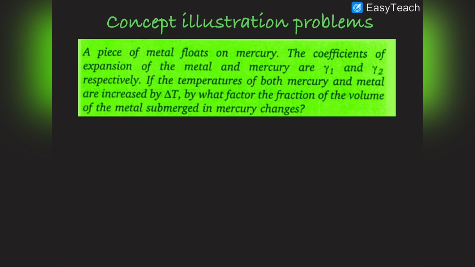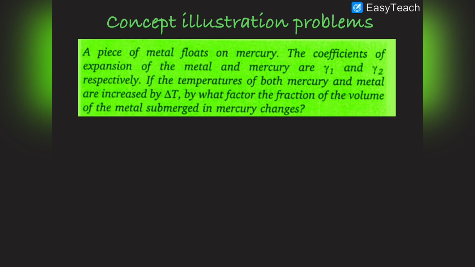Now this is question number 2, and this question is based on the effect of temperature on buoyancy. You can see that there is a piece of metal that floats on mercury, and the coefficients of expansion of this metal and mercury are gamma 1 and gamma 2 respectively. If the temperature of both mercury and metal is increased by delta T, then we have to find out by what factor the fraction of volume of metal submerged in the mercury changes.